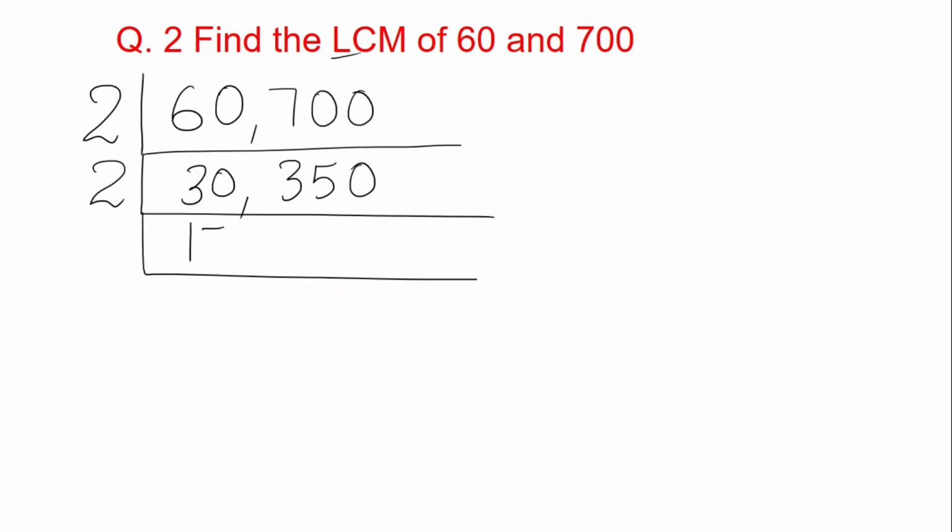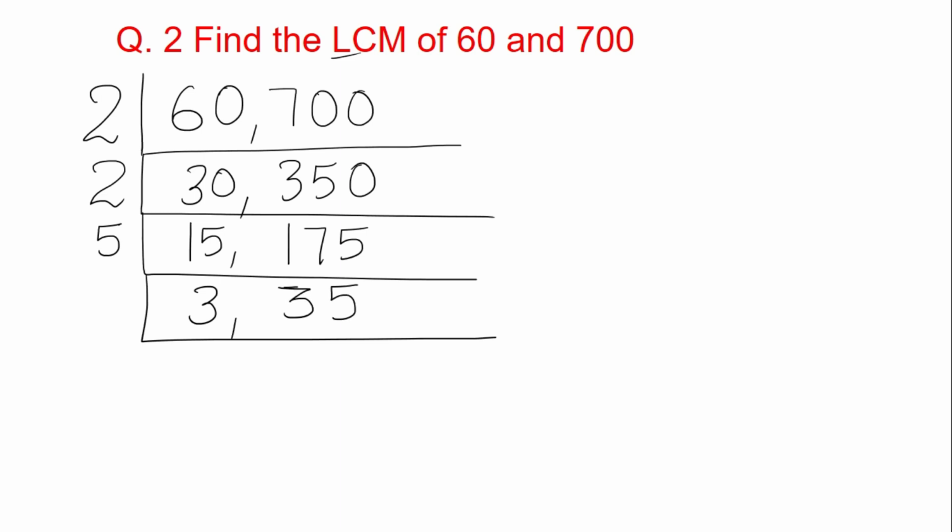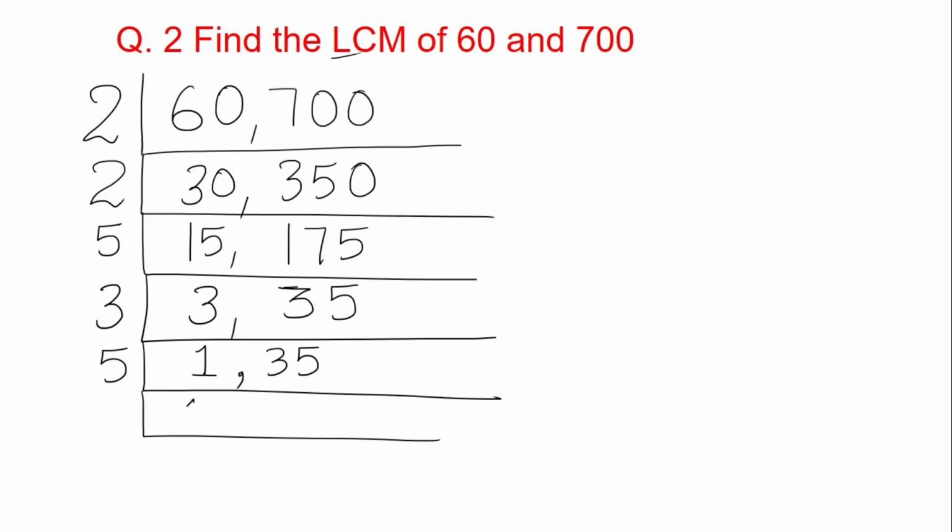So 2 times 15 gives me 30. 2 times 175 gives me 350. Going with 5. 3 here. And 35, I take 3, I have 1. 35 is not divisible by 3, so I just keep it there and take 5. 1. Here it's going to be 7, and finally the last term will be 7.